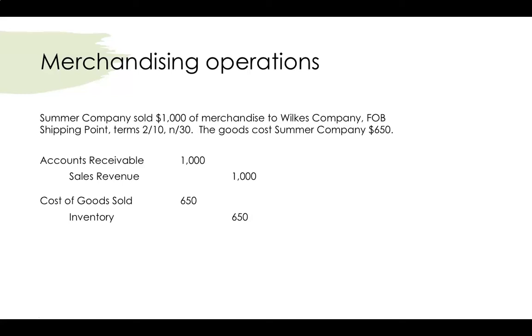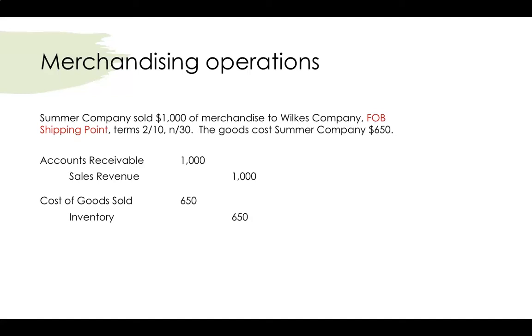Cost of goods sold is an expense account, so it's increasing here with this debit of $650. And then we also need to show that the amount of inventory that we have has decreased. So we credit our inventory for that $650 as well.